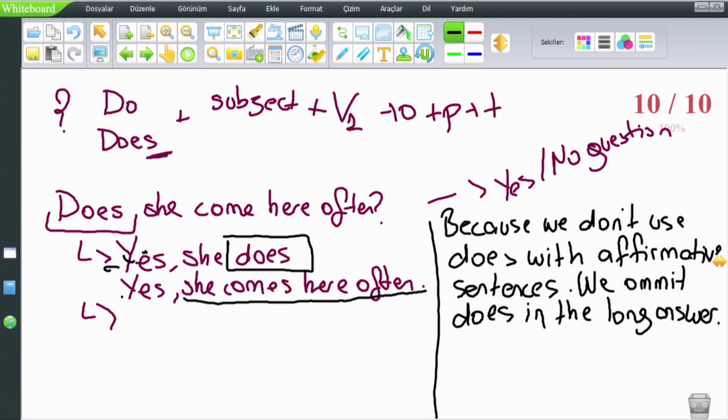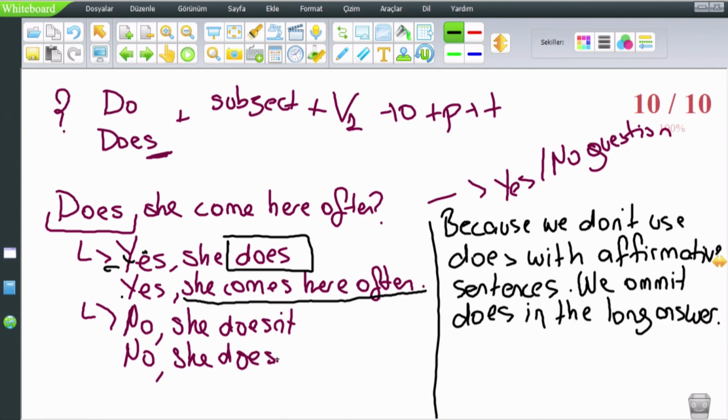Let's give the negative answer. No, she doesn't is my short answer. No, she doesn't come here often. But this time, doesn't is in both of these answers, in the short one and in the long one.